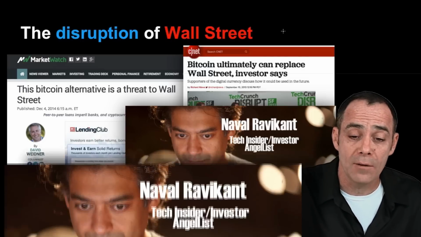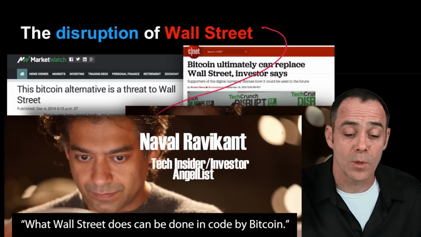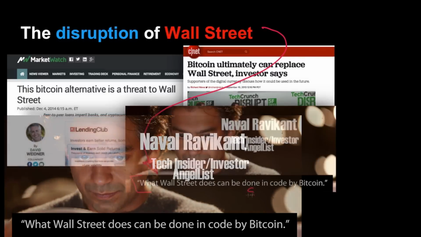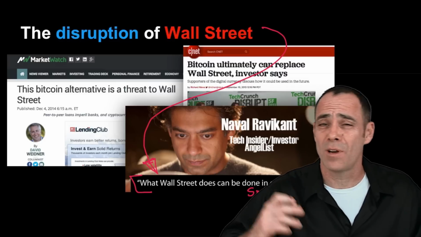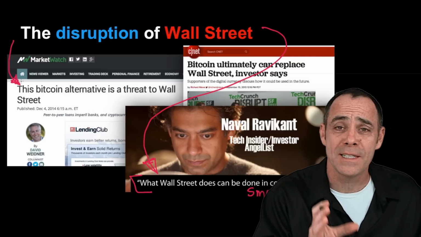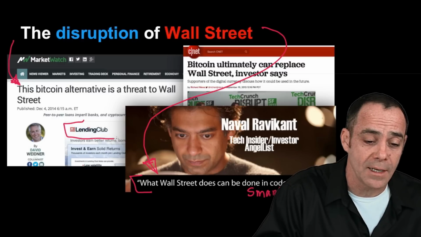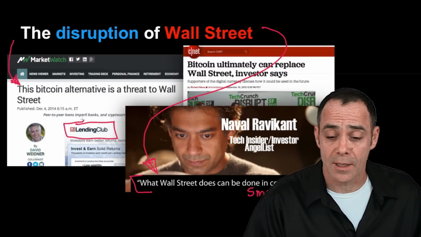But there are already investors rumbling about what Bitcoin can do. And as Naval Ravikant says right here, what Wall Street does can be done in code by Bitcoin. And he's really talking about smart contracts, really simple smart contracts, and these distributed abilities to loan, insure, run stock exchanges, run foreign exchange services, etc. And here's MarketWatch talking about one particular killer app that alone is a threat to Wall Street, right? This whole idea of a lending club using distributed loans, but all of them combined really become very provocative. So let's move on.